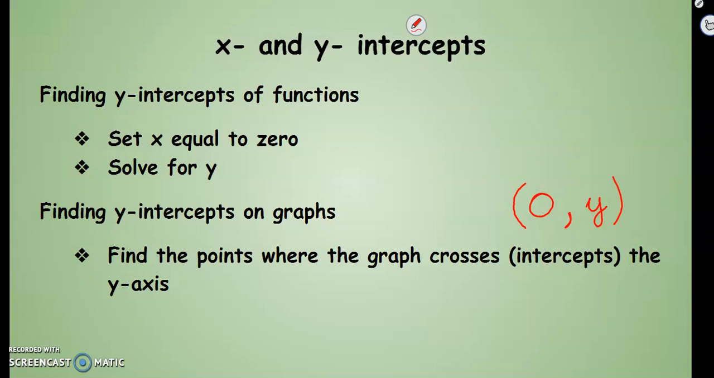So again, for x-intercepts, we're going to set the function equal to 0 and solve for x. When it comes to the y-intercepts, we set x equal to 0 and solve for y. And intercepts on the graphs are where it crosses the x-axis or crosses the y-axis. All right, so now let's go to an example where we talk about x-intercepts and y-intercepts and finding those.